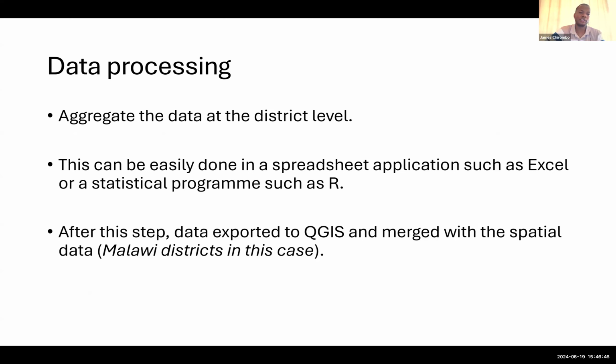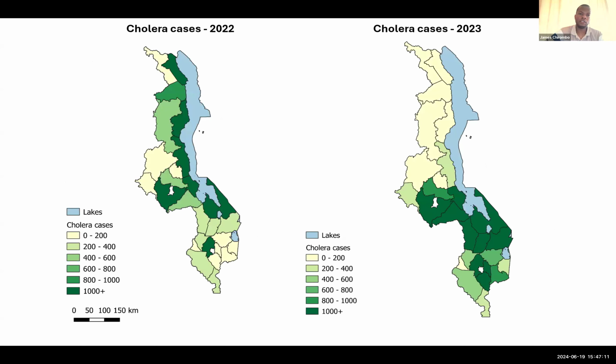So in this case, what we did was aggregate the data at district level, then merge it with the district spatial data, so that now the data becomes spatial data. Instead of just having cases, now we are attaching the cases to some geography, so that we can now do the mapping. And a simple analysis would produce something like this. Here I'm just showing the cases in 2022 and 2023.